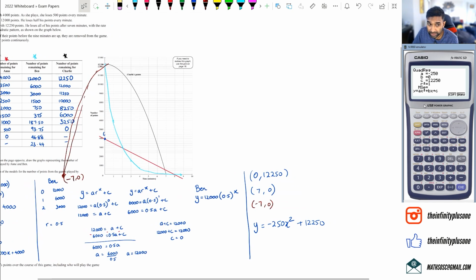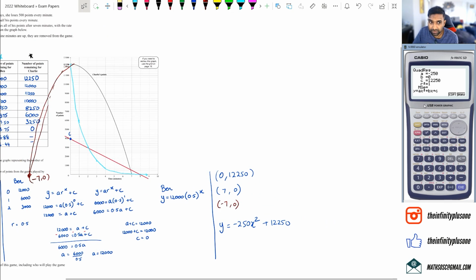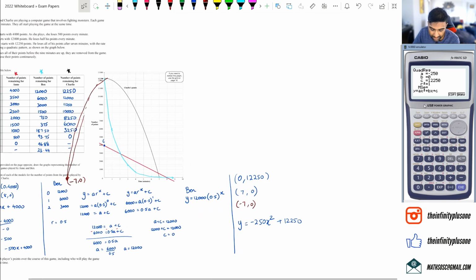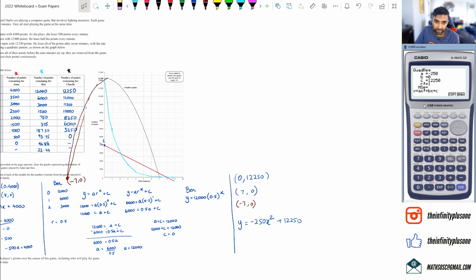Now if you want to do this without the calculator, you've got to understand that there's 3 ways of writing a quadratic equation, and in this particular one, all we have here is y is equal to ax squared plus c, because this parabola is just moving up or down. And we know what the c value is because that's 12,250, same thing as what we did with the straight line equation. So we're going to get ax squared plus 12,250.